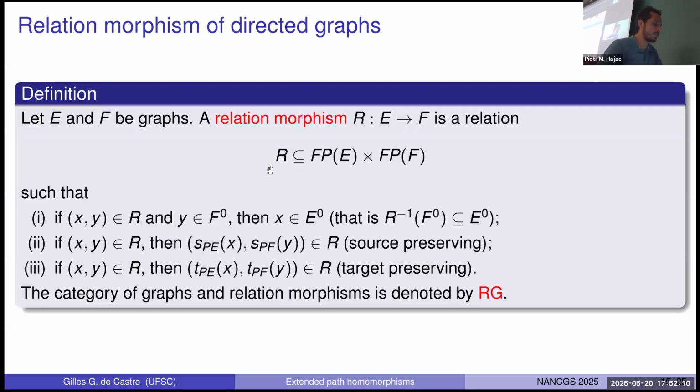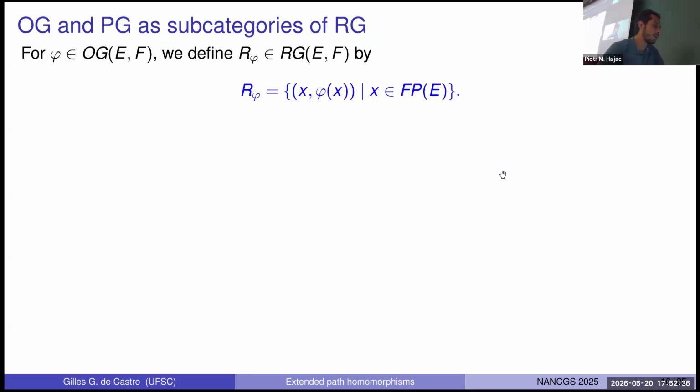And then we can show that for relations, there's a very common notion of composition. This is just for sets in general. So we just take the composition of relations. And when we do this for this kind of relations, we obtain a category. We call this category RG, R for relations. And we want to see the old categories as subcategories of this one.